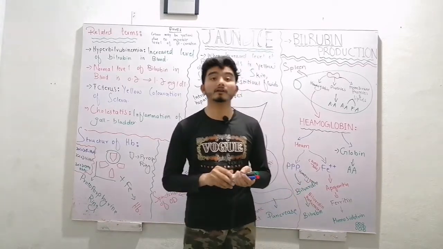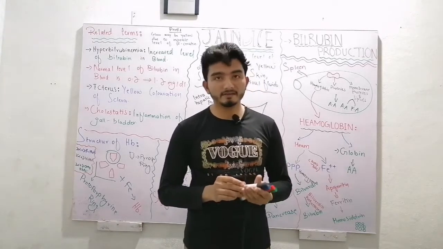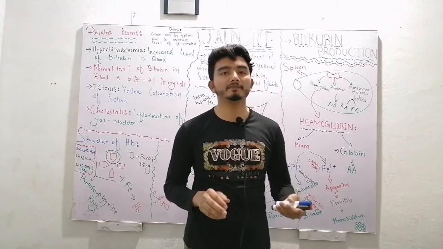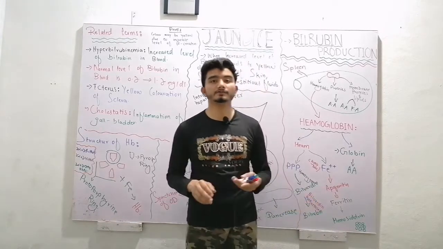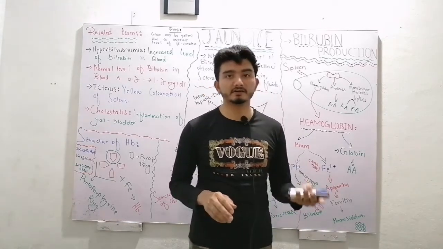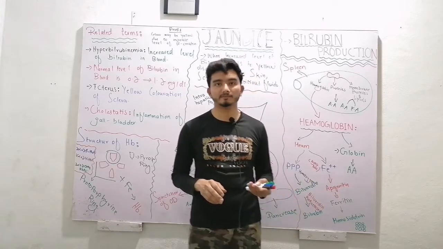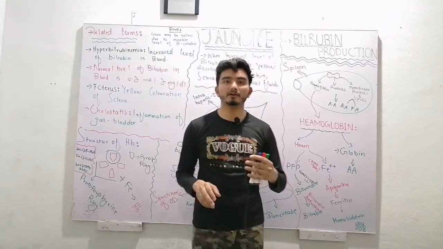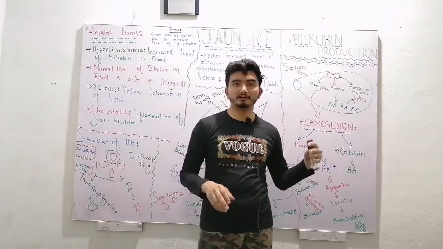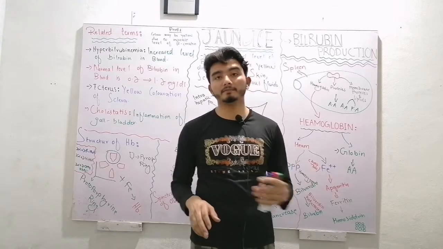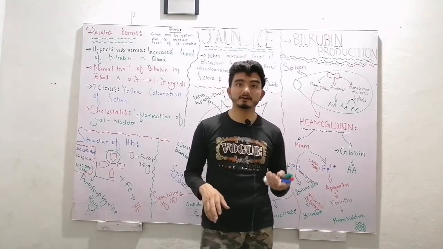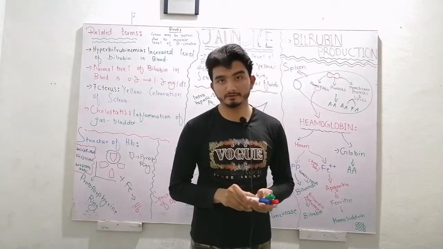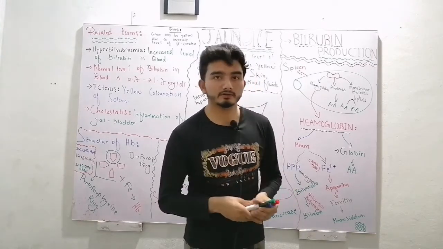Another is called hepatic jaundice. If there is any abnormality in the hepatocytes, meaning there is any inflammation in the liver, it will lead to jaundice, and that jaundice is called hepatic jaundice. And after this, the post-hepatic jaundice. If there is any blockage in the duct system which leaves from the liver and the gallbladder, it will cause jaundice, and that is called post-hepatic jaundice. Okay, so these are the terms related to jaundice.